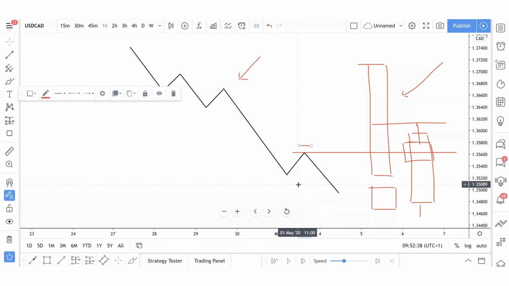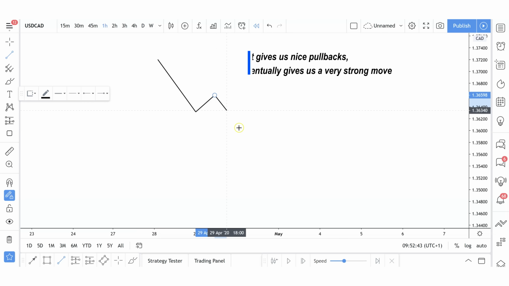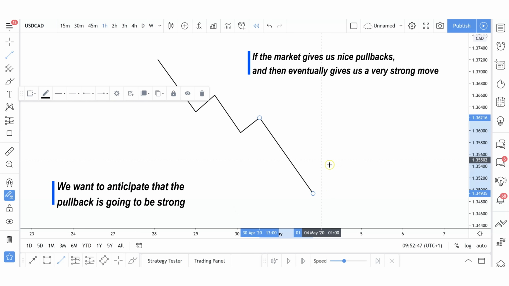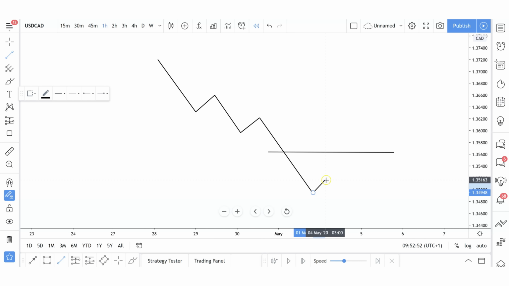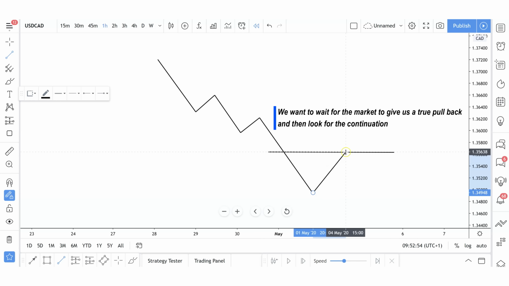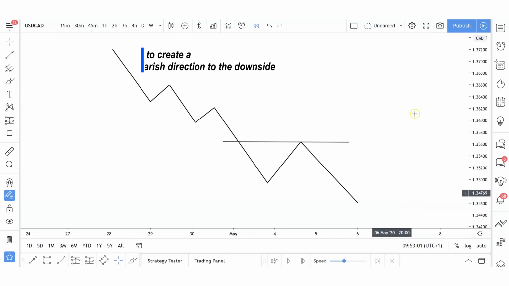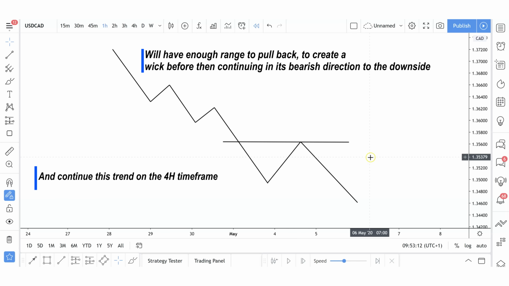Well, what we want to be doing in any instance like this, knowing that's how the market moves, if the market gives us nice pullbacks and then eventually gives us a very strong move, we want to anticipate that the pullback is going to be strong. So instead of looking for a pullback that will look something like this, we want to wait for the market to give us a true pullback and then look for the continuation, just so that the high time frame candles will have enough range to pull back to create a wick before then continuing in its bearish direction to the downside and continue this trend on the 4H time frame.